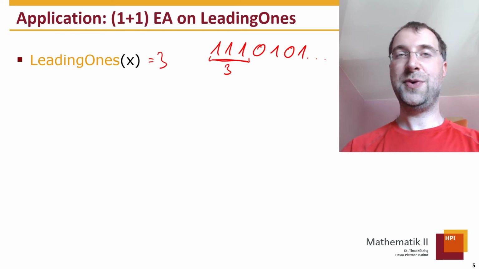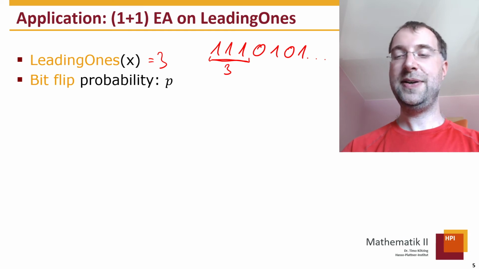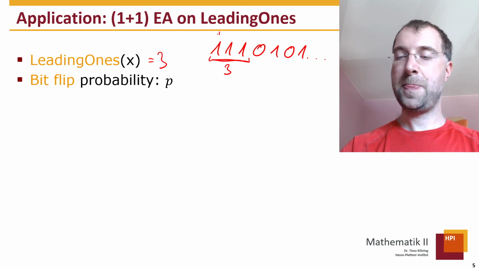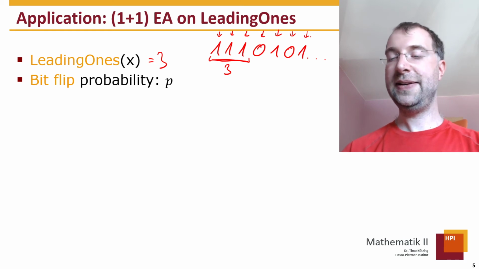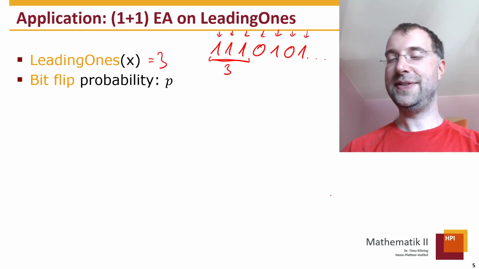Now the 1+1 EA tries to optimize this, and it has a bit flip probability. In each iteration, we flip each position, including the ones that are already optimized, with probability p independently. And then we hope that we get something better. If we get something better, we accept. If we get something worse, we reject. And if it's a tie, then we typically also accept.